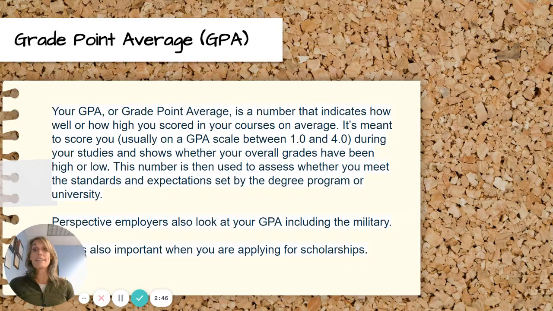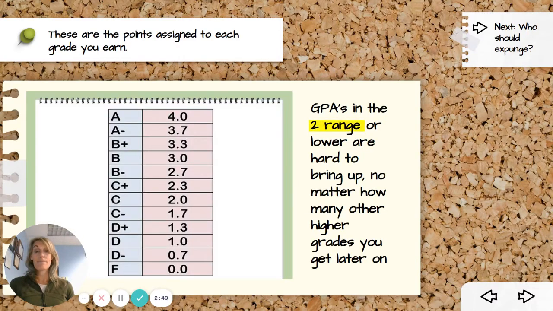We're going to learn more about this here in a minute. There are points assigned to each grade you earn. Here in the Virginia Beach school system, every A is worth 4 points. Every C plus is worth 2.3 points. And every F or E here in our school system is worth 0 points.